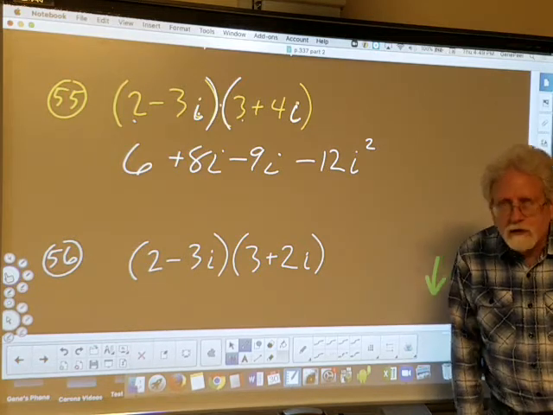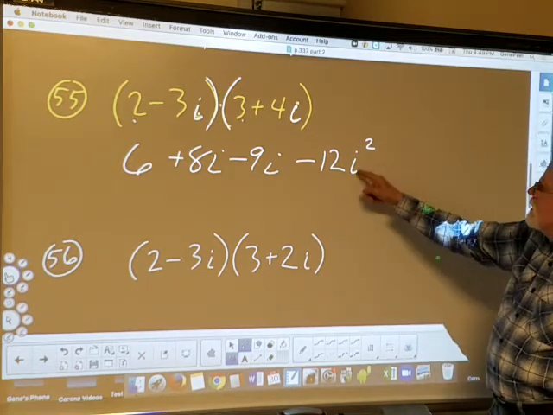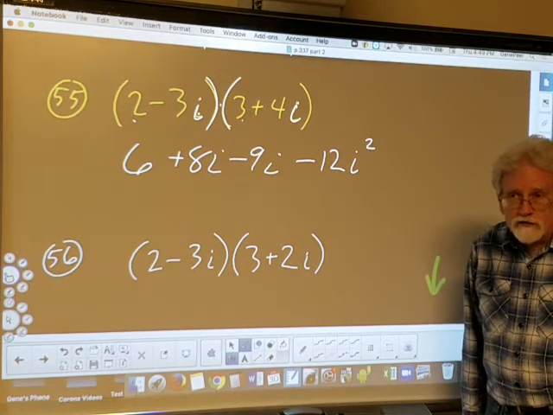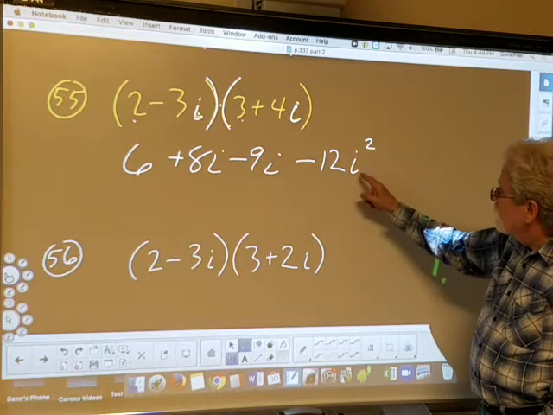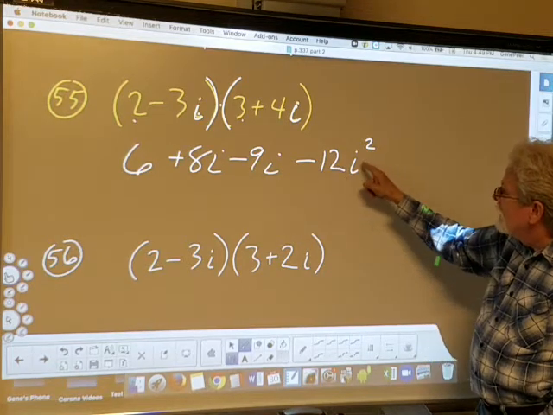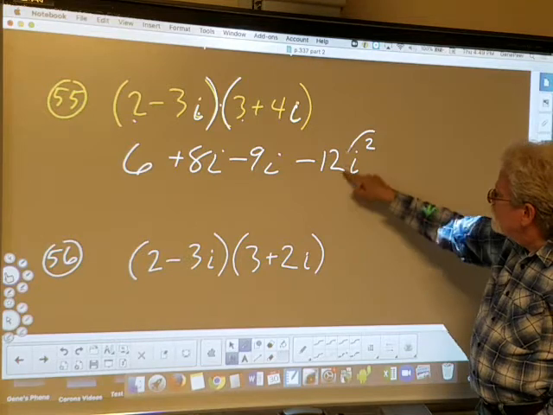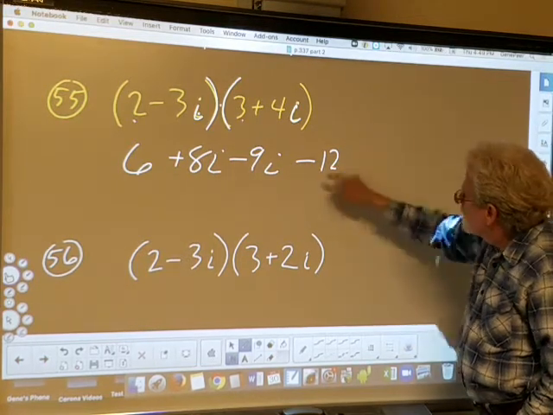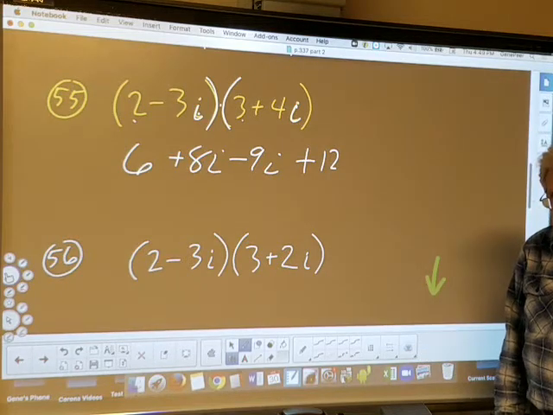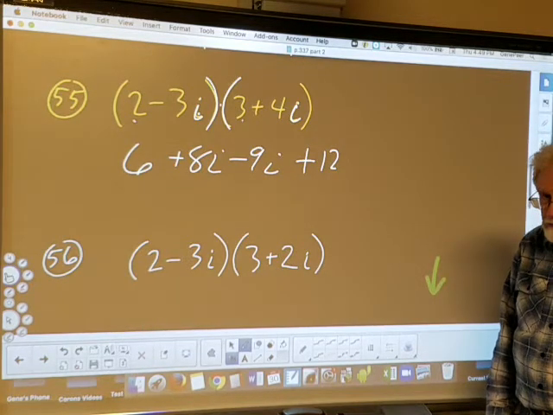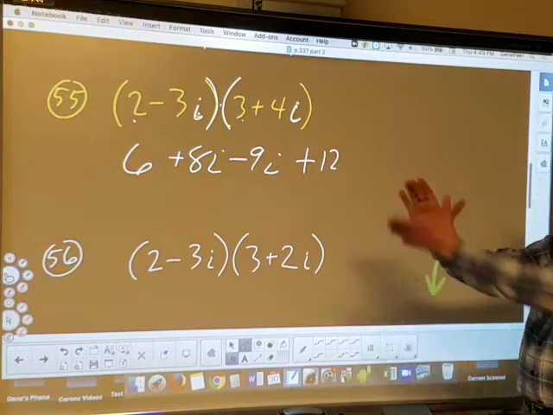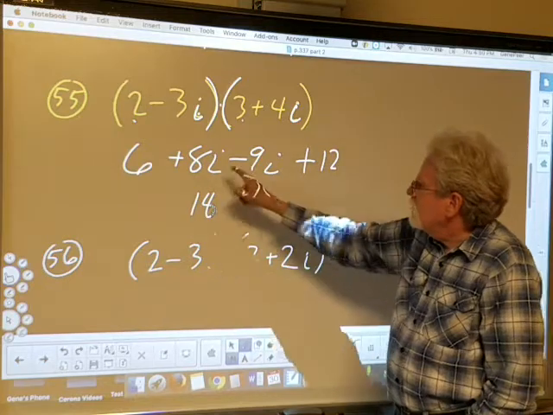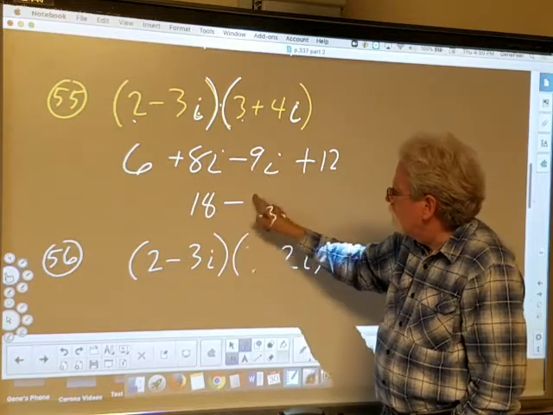What difference does it make? Huh. What is I squared? -1? Yes, I squared is -1. So this is -12 times -1. What's that -1 do for us? It changes that -12 into a +12. Only possible in the world of imaginary numbers. Now we combine like terms. I see 6 plus 12, I see 18. I see 8i minus 9i, that's -1i. I'm done.